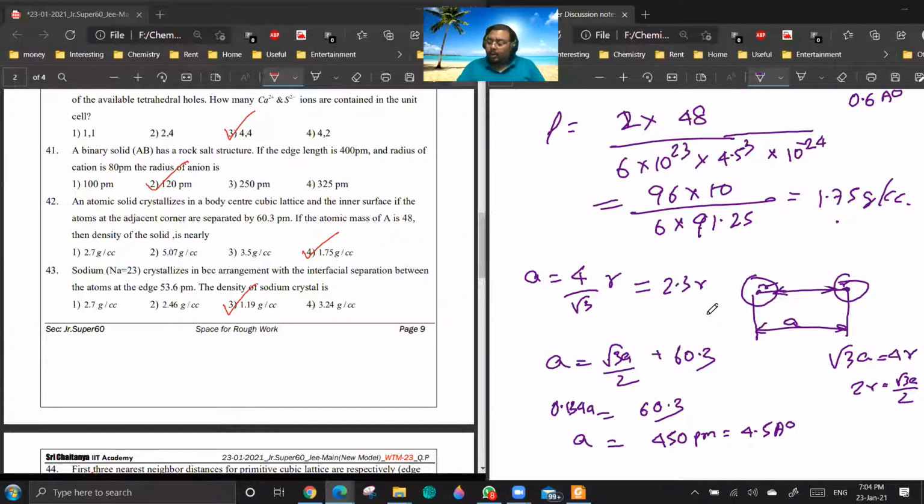So here the only thing is they are talking about adjacent. Here they are missing the words at the inner surface. If the atoms at the adjacent corners are separated by 60.3 pm. This word is important here. Are you getting a point? That at the inner surface, if they are separated by this distance. Is it clear? It is hard to understand that A minus 2R part.